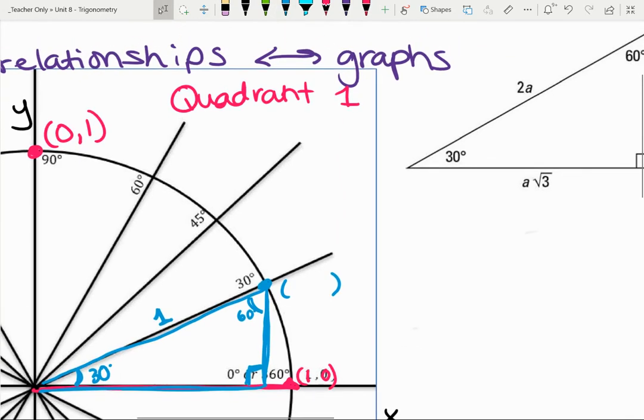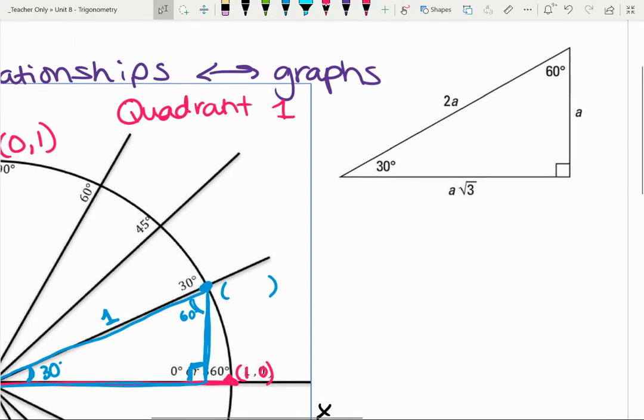So we're going to review how to use a 30, 60, 90 triangle to do this up over here. So our hypotenuse has a value of 1, right? Now, according to our relationships from last week, we can go back from the hypotenuse to the short side by dividing by 2, right? And that shows the relationship here. If I go from 2a to a, I'm dividing by 2. So 1 divided by 2, I'm going to write as 1/2.